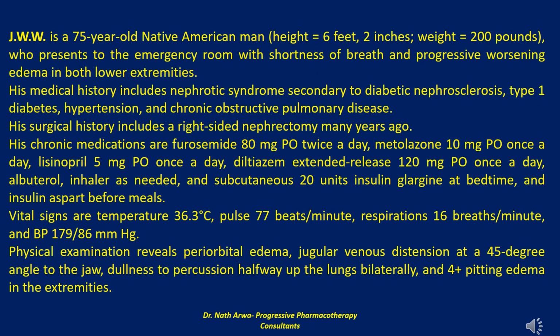The next case reads, JWW is a 75-year-old Native American man, with a height of 6 feet 2 inches and a weight of 200 pounds, who presents to the emergency room with shortness of breath and progressive worsening edema in both lower extremities. His medical history includes nephrotic syndrome secondary to diabetic nephrosclerosis, type 1 diabetes, hypertension, and chronic obstructive pulmonary disease. His surgical history includes a right-sided nephrectomy many years ago.